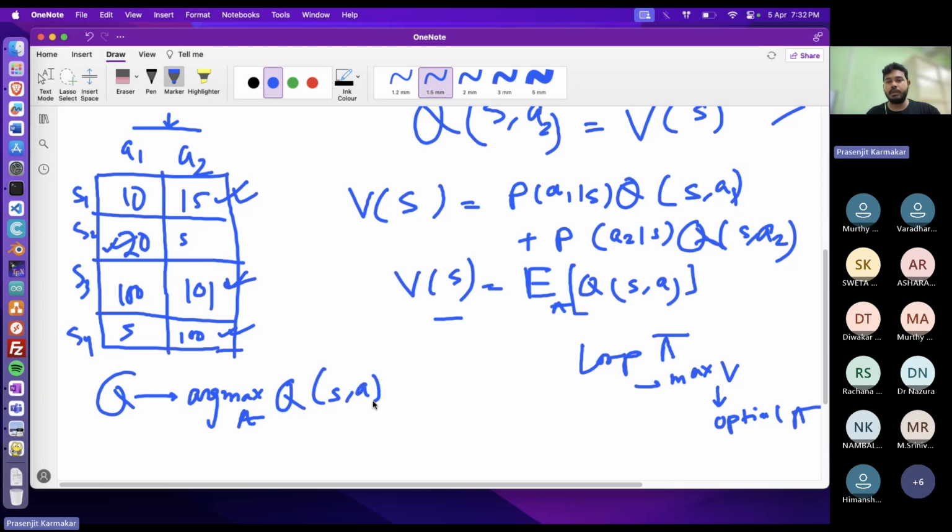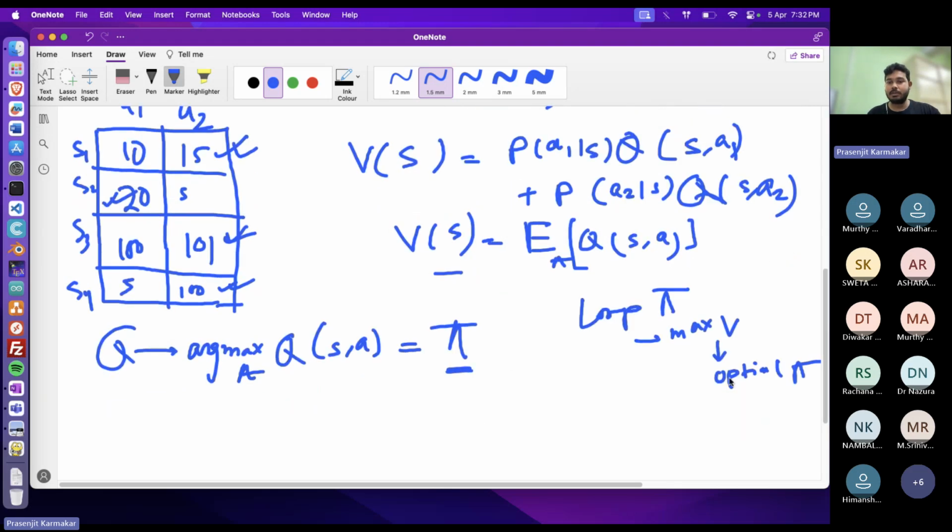of Q(S,A) would give you the policy. And this pi is not probabilistic, it's a deterministic pi. And why I'm saying deterministic, just do this example. If I just take argmax of this Q function, my policy would look like: for S1 it is A2, for S2 it is A1, for S3 it is A2, and for the last state S4 it is A2.